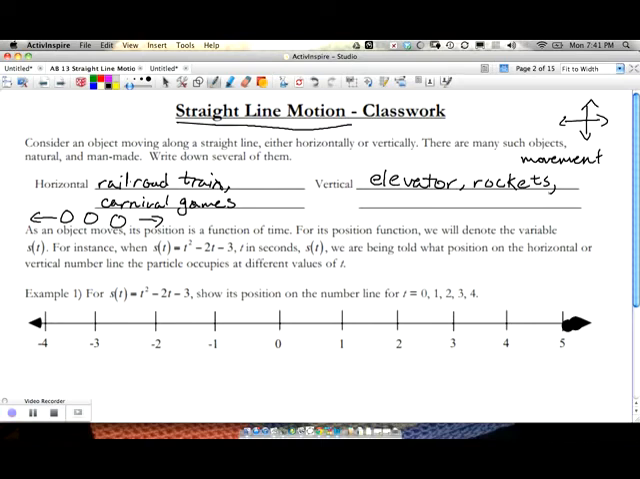Okay, so let's look at this first one. It says, show its position on the number line for t equals 1, 2, 3, 4, and we got this equation. We have this horizontal line, a left and right line, with these dots. If I plug in 0, I'd be at -3. So there I am at t equals 0. Then if I plug in 1, that's 1 squared minus 2 minus 3, which is -4. Then I plug in 2, and now I'm back at -3.